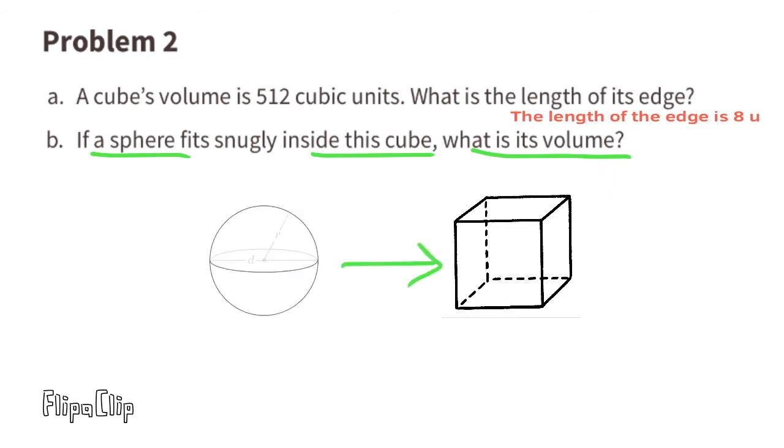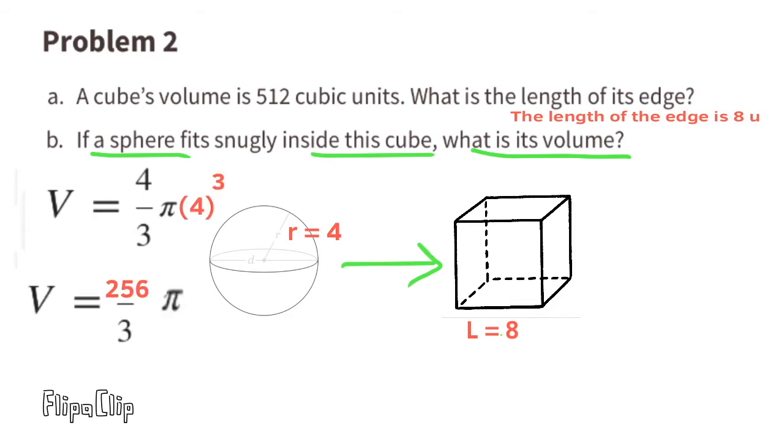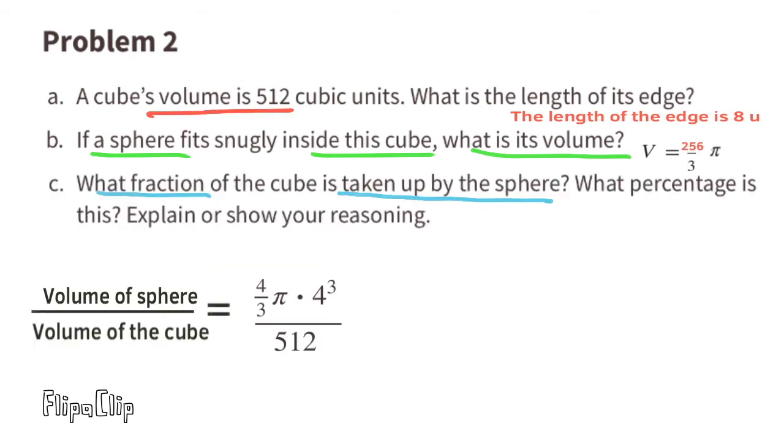B. If a sphere fits snugly inside this cube, what is its volume? If the side length of this cube is 8, then the radius of the sphere would be 4. We can substitute the r with a 4. 4 times 4 to the 3rd power is 256, so we can rewrite this as 256 over 3 times pi. So the volume of that sphere would be 256 over 3 times pi units cubed.